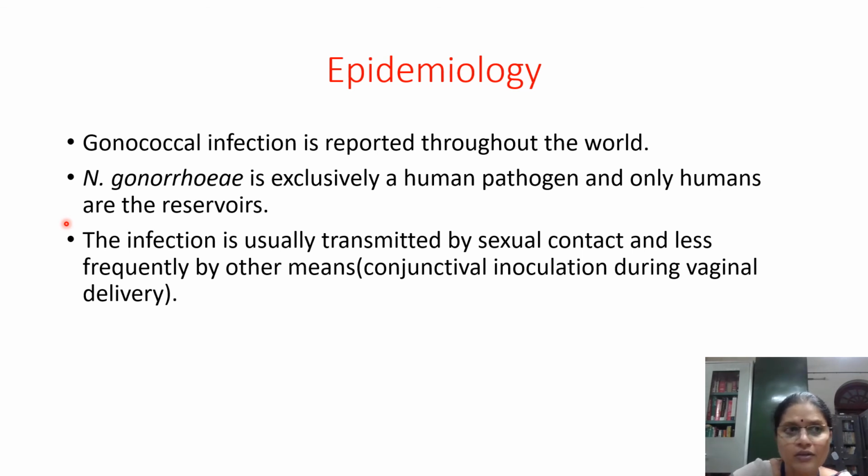So that is why Neisseria gonorrhoeae is exclusively a human pathogen, and the organism is seen only in human beings. Only humans are the reservoirs, and the infection, as I said, is usually transmitted by sexual contact, sometimes less frequently by other means. As I already mentioned, during the delivery of a newborn infant through the normal route, it can get infected from the mother, and the infection is usually seen in the conjunctival region. So that is all about gonorrheal disease. I hope you have understood. Thank you.